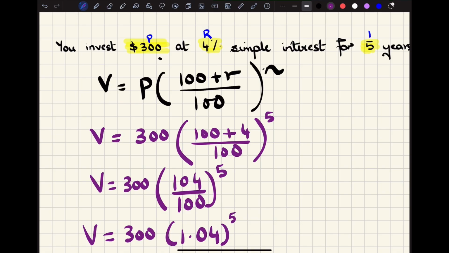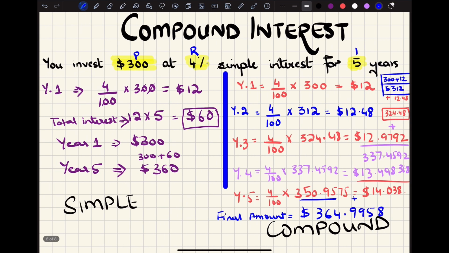Okay, please try and understand this. This is something that is also going to crop up in exponential growth and decay, right? So you need to understand why we're doing this calculation. Okay, so if you solve it using a calculator, the answer that you're going to retrieve is 364.9958707, which is the same as this one.